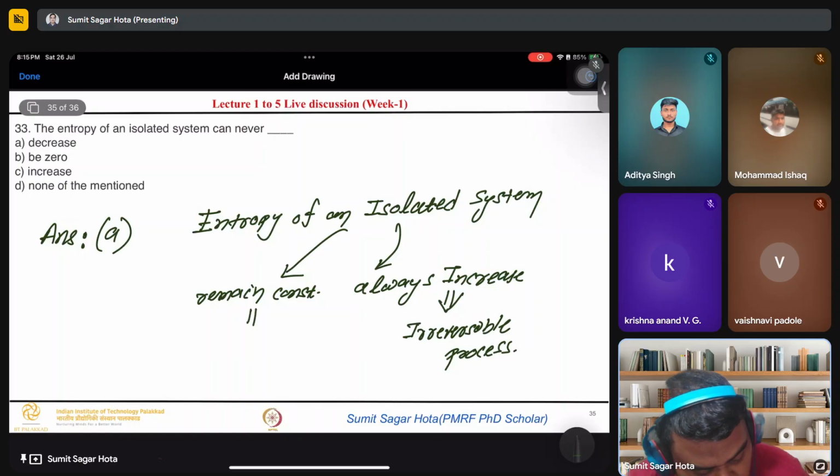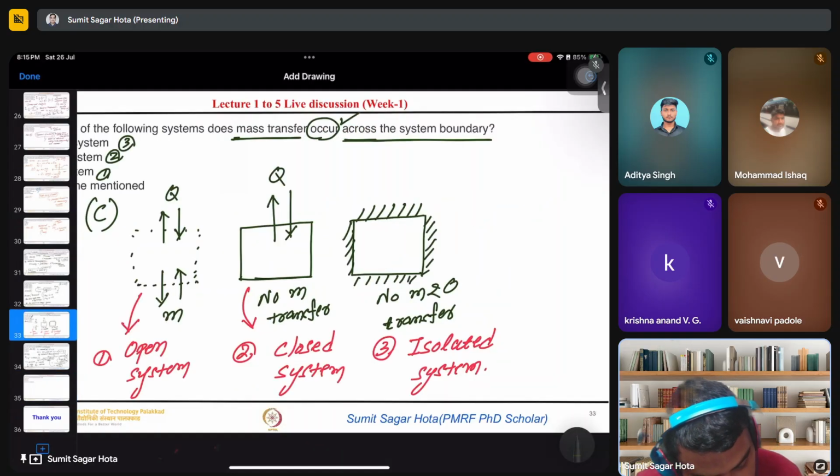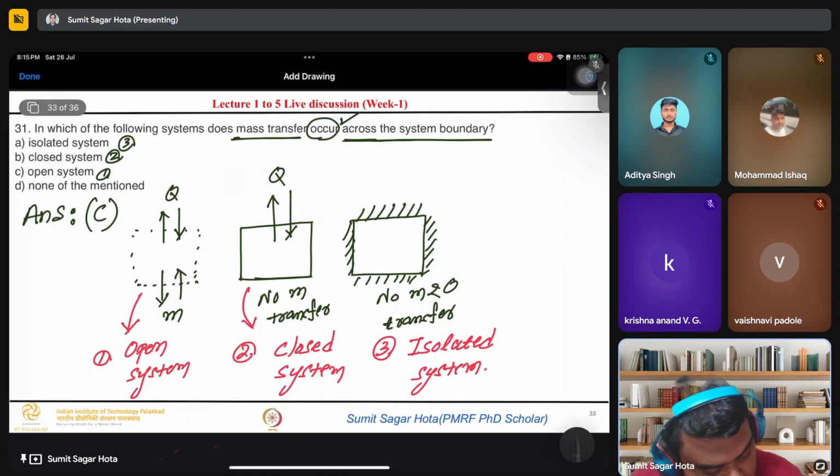Or more specifically, in the ideal condition, the process will be reversible. So the entropy of an isolated system remains constant. That means, from the definition of an isolated system, there is no mass and no heat transfer. The change actually matters here. If there is mass or heat transfer, it should be negligible. Then only the system is treated as an isolated system.